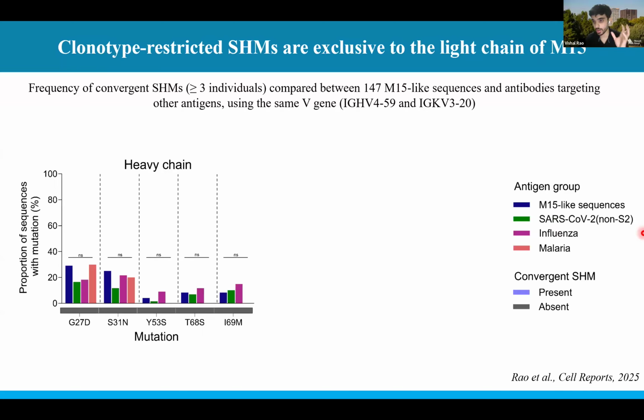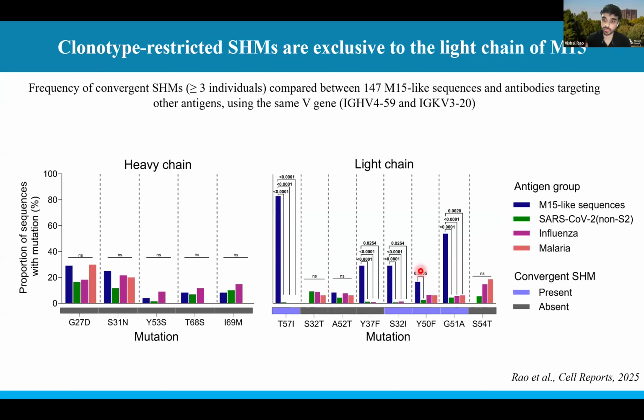So these were basically non-S2 antibodies from CoV-AbDab, influenza, and malaria antibodies that use the same V gene as M15, that is V4-59 for heavy and KV3-20 for the light chain. When we compared the frequencies of these convergent mutations, we see that in the heavy chain, you don't really see much of a difference. They're all occurring at similar frequencies, but in the light chain, some of these tend to pop up more in the M15-like sequences. So there were at least 5 mutations here that had significantly higher frequencies in M15-like sequences compared to these other three categories. So we, of course, hypothesized that these might be the key players in affinity maturation of M15 itself.